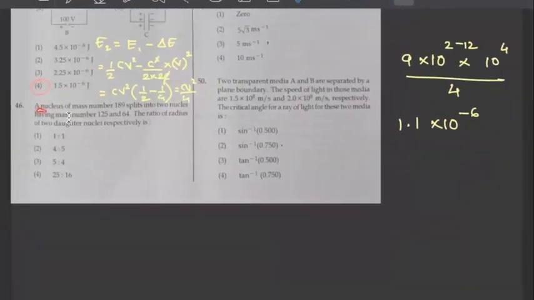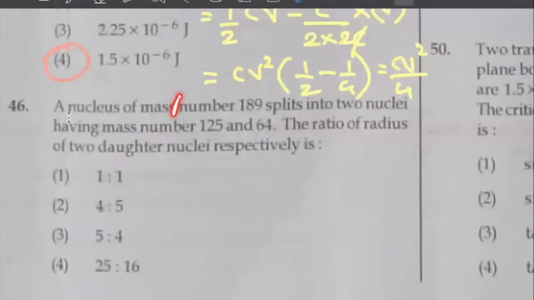Next, a nucleus of mass number 189, so that is my A, splits into two nuclei having mass numbers 125 and 64. The ratio of radius of the two daughter nuclei. So all they want is the ratio of the nuclear radii. How will we get that? We have a formula for this. Radius of nucleus is R0 A raised to 1 by 3, correct?